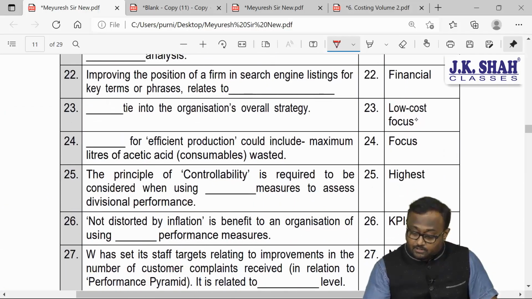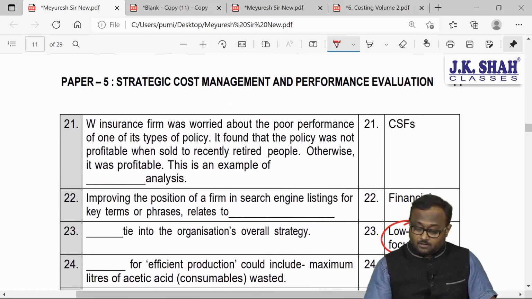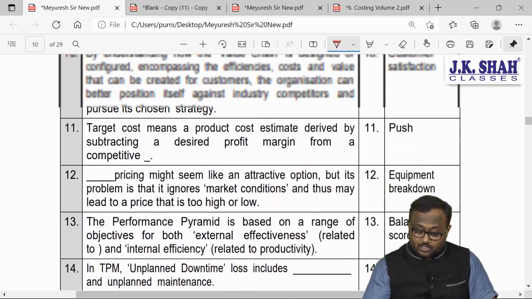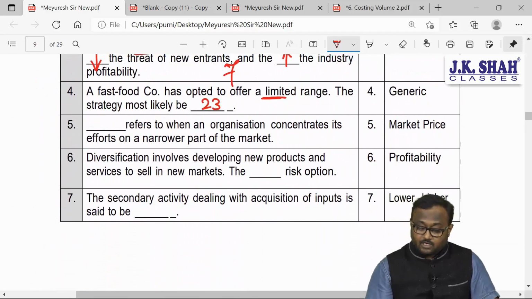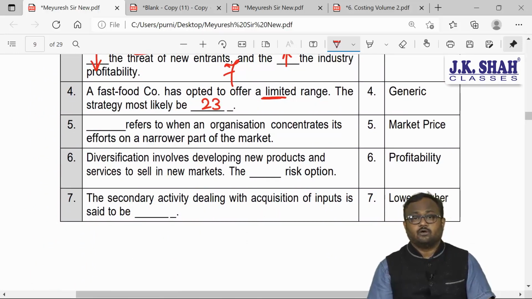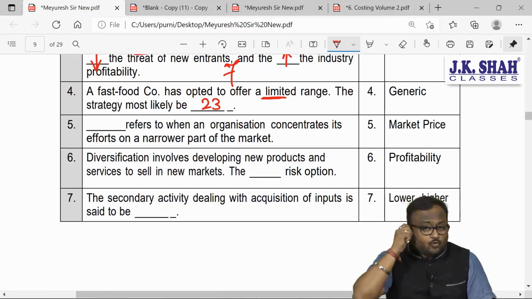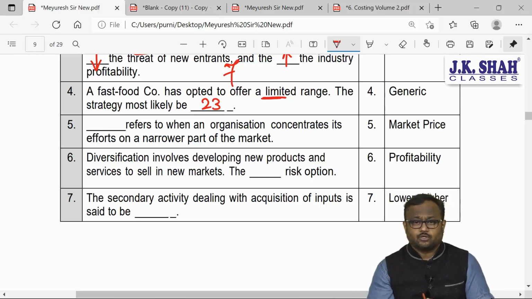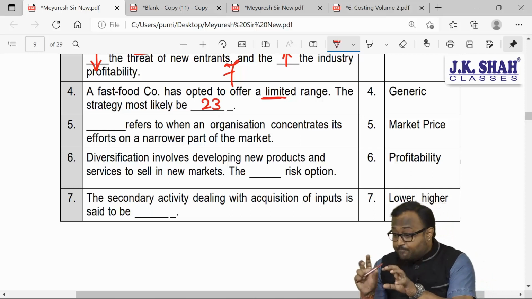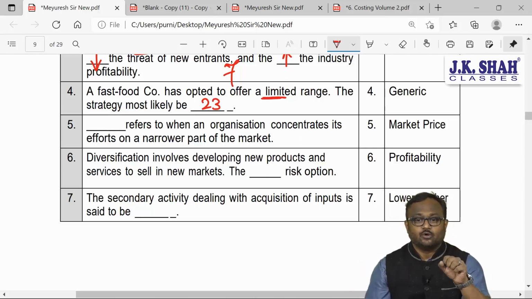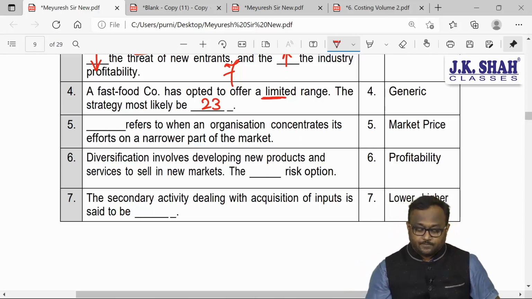See, multi-product, low cost focus. Multi-product can be followed when you have a complete command over the products, the cost structure, the profitability and the sales. If you are focusing on low cost structure, you have to have a limited range so that on each and every product you can have control, you can apply cost control techniques.